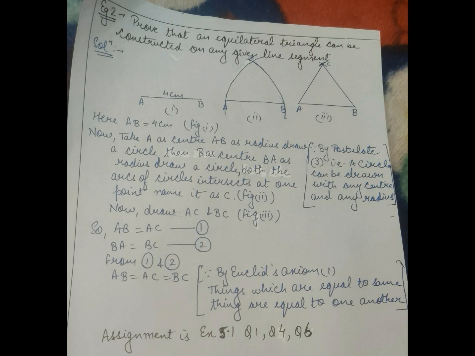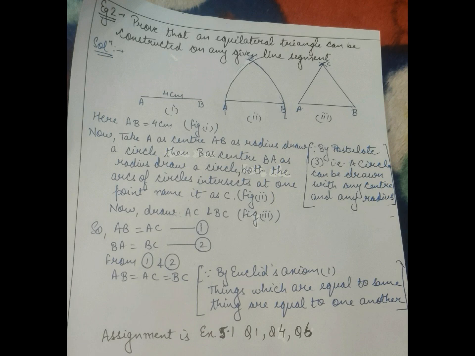Now by postulate number 3, I have drawn figure number 2, which says a circle can be drawn with any center and with any radius. Now come to figure number 3. After drawing these arcs of the circles, we have got a point C. So just draw AC and BC.